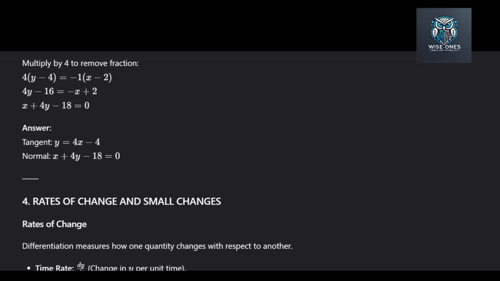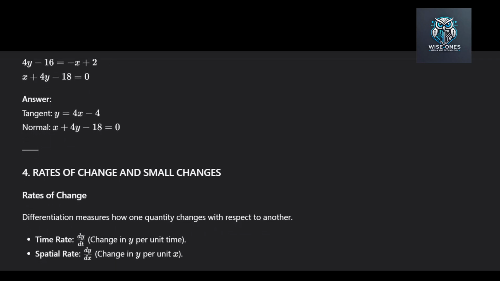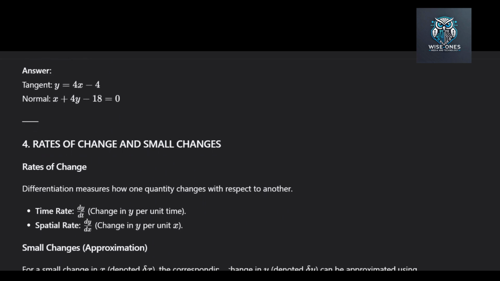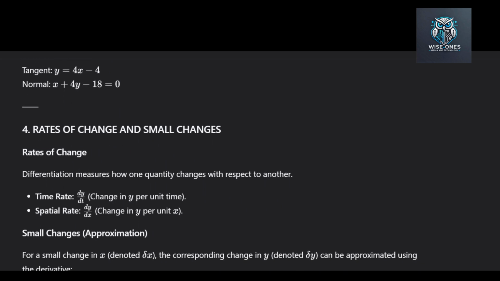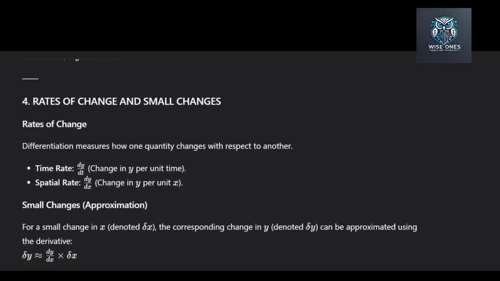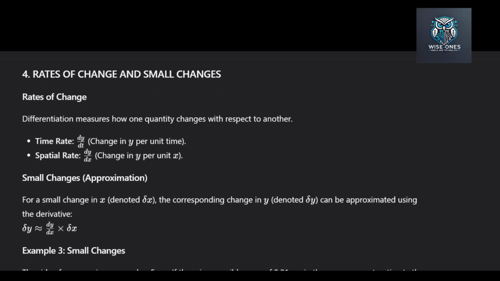Answer. Tangent is y equals 4x minus 4. Normal is x plus 4y minus 18 equals 0. Please write that down. Notice how we use the negative reciprocal for the normal. That is the key difference. Now let us move to section 4. Rates of change and small changes.